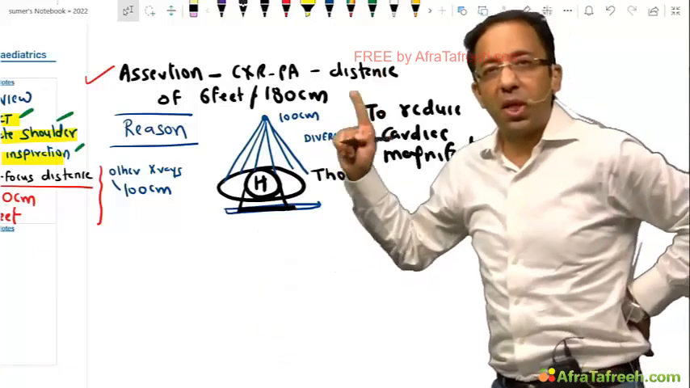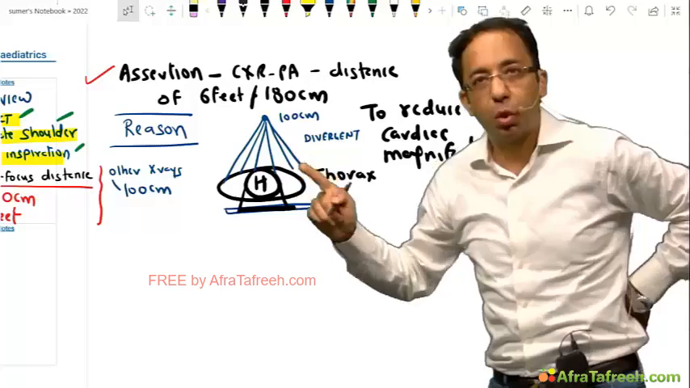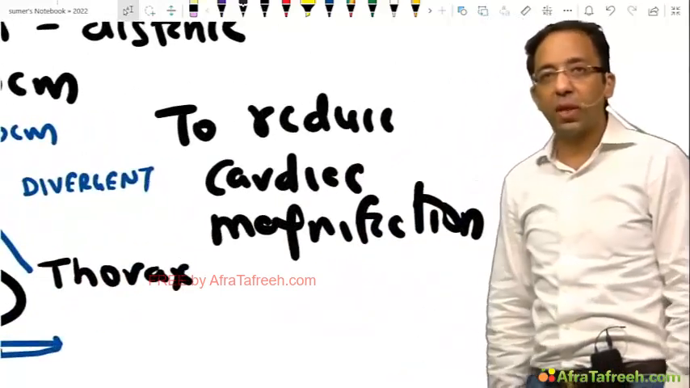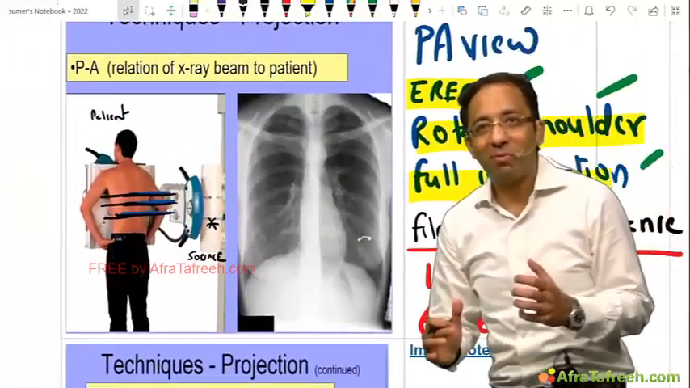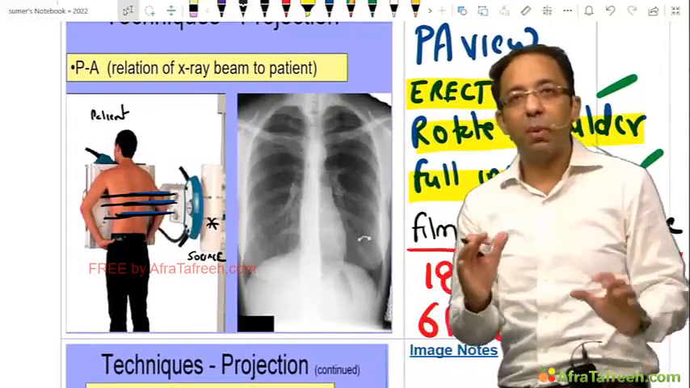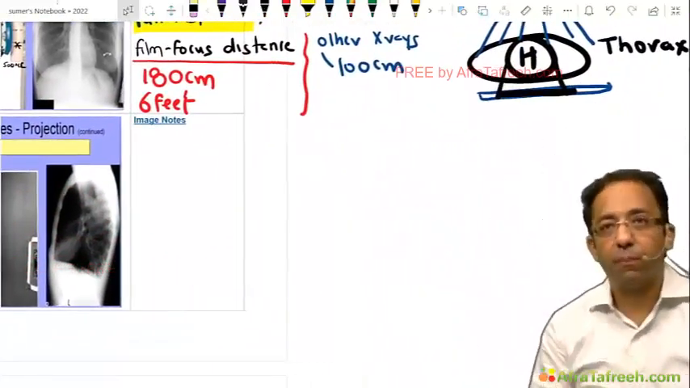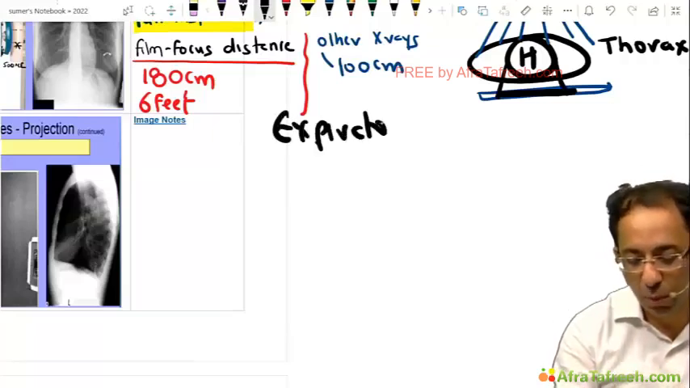Chest X-ray PA view is done at a distance of 6 feet to reduce cardiac magnification. Everybody gets it? Now, some are saying, sir, tell me more. Let's go further now. This is the basics about PA view. PA view is done in inspiration. Immediately, MCQ forms. Can you tell me a reason why you would do an expiratory X-ray?